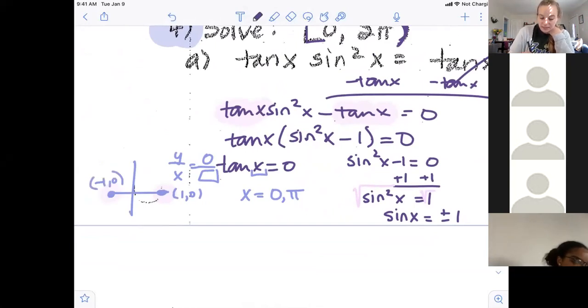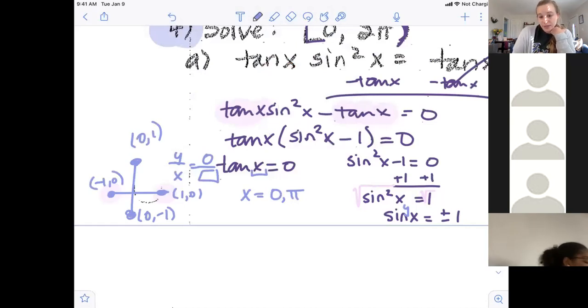Remember that sine is my y value. So now we're asking ourselves, where is my y going to be positive or negative 1? Well, you look at your unit circle. You might remember, now that we've done the unit circle for a long enough time, your y's are 1 at the points on the y-axis. So I've got a point at 0, 1, and a point at 0, negative 1, and those are at 90 and at 270.